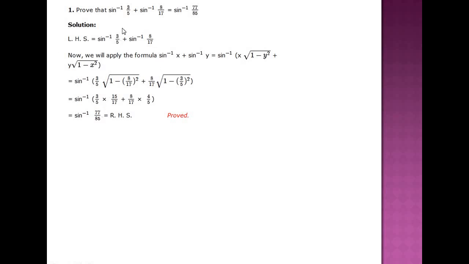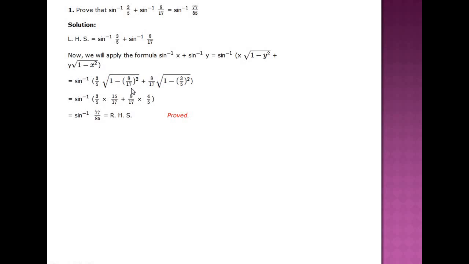So directly you can make use of that formula which I have taught you, sine inverse of x plus sine inverse of y. Can you see that I have applied this formula: sine inverse of x plus sine inverse of y is nothing but sine inverse of x under root 1 minus y square plus y under root 1 minus x square. Here x is 3 by 5 and y is 8 by 17. So quickly put in this formula, right?